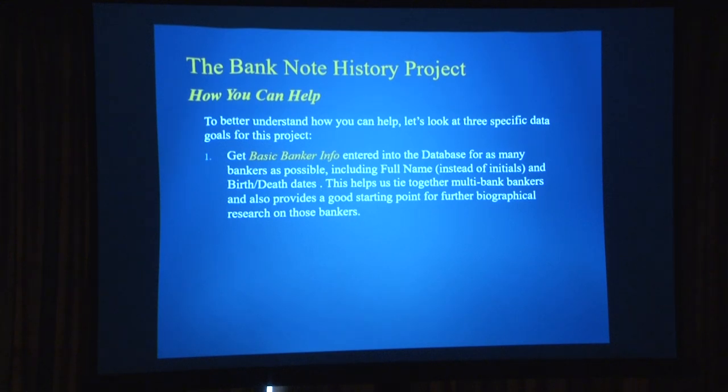If we've got that basic information, then that makes it a whole lot easier to tie together multi-bank bankers, like in different parts of the state. If you've got an A.B. Johnson in two parts of the state, are they the same person or not? If we can get a fuller name and a birth and death date, then you can see, oh yeah, this is the same guy.